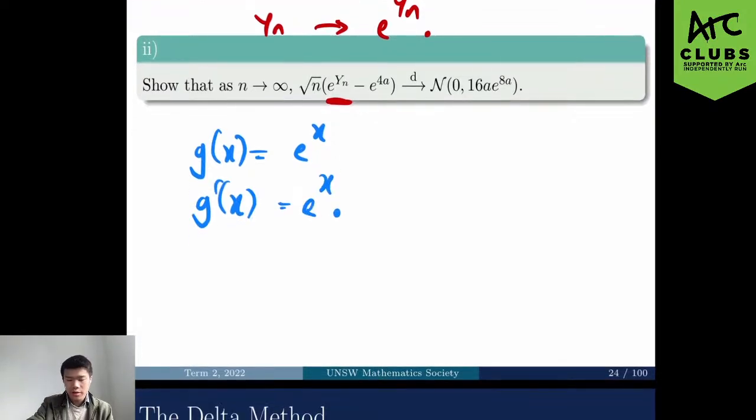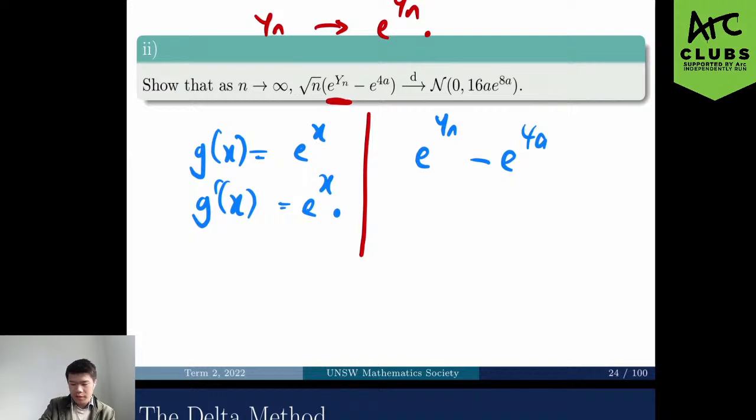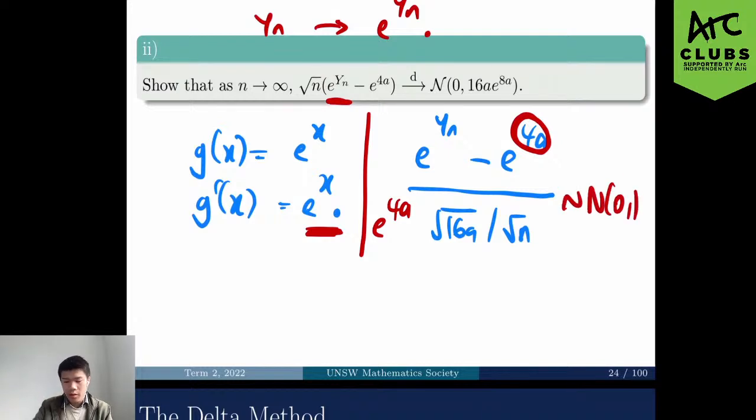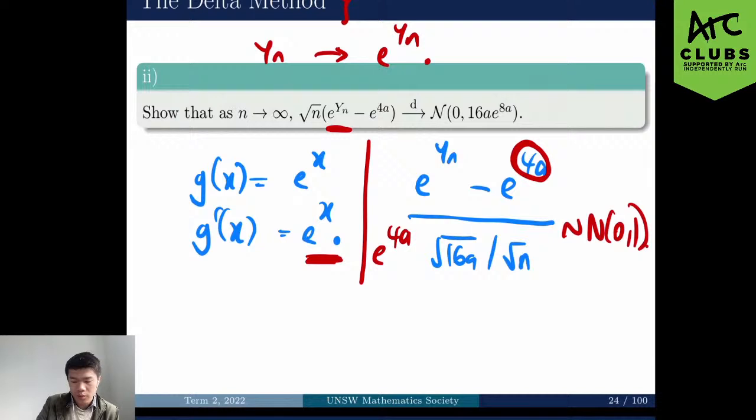Okay. So let's write out the delta method again. So we know that e to the Yn approaches e to the original mean. So that's e to the 4a. So looking good so far. Then we divide by sigma on root n, so root 16a divided by root n. But we also multiply, if you remember, by the derivative of this function g at the mean. So that means we get e to the 4a over here. And that is N(0,1). So just as before, we can just multiply through by these two things, except this time we have to get rid of both of these.